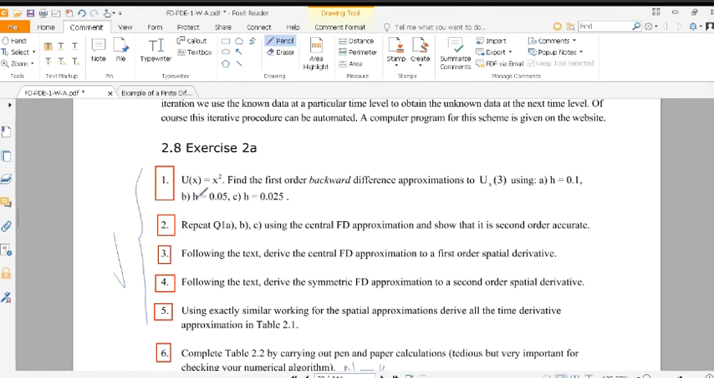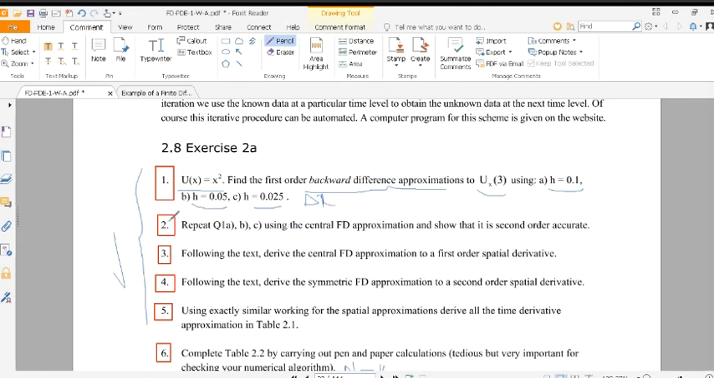For the first exercise, you have u is x squared, and you should use the backward finite difference to approximate u_x at 3 by using h equals 0.1, 0.05, and 0.025. Here h means delta x. For each delta x, you should compute the backward finite difference at 3 for u is x squared.